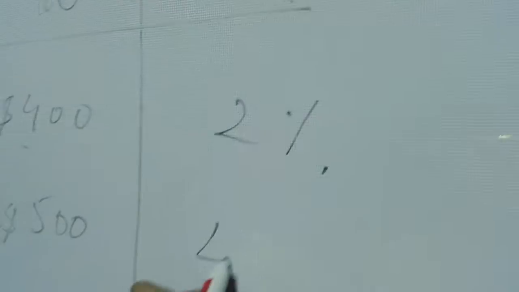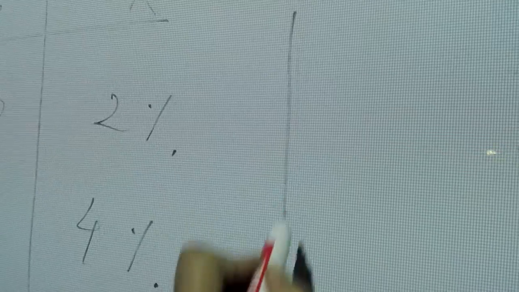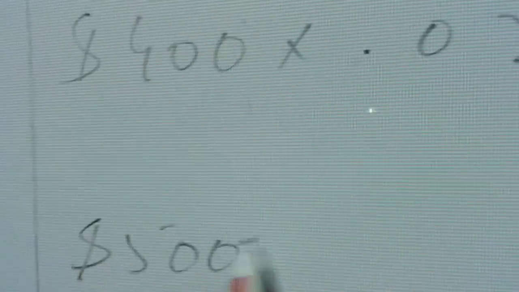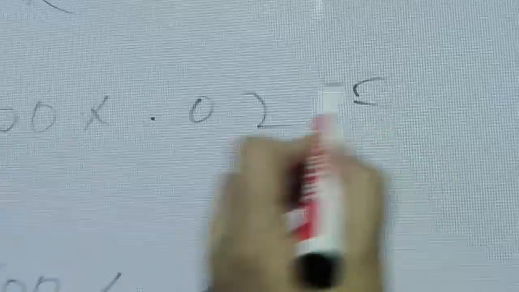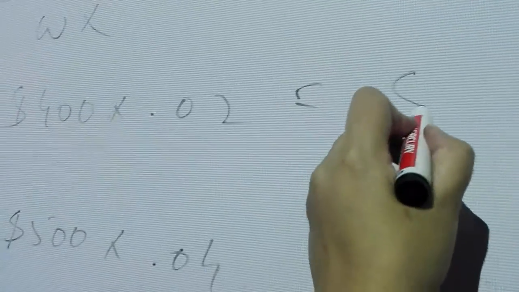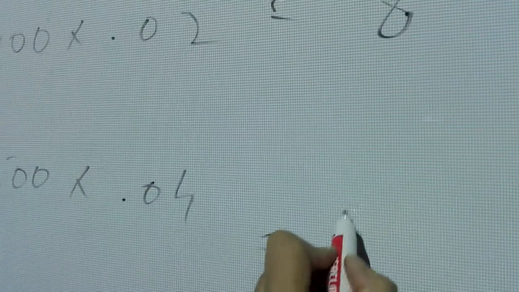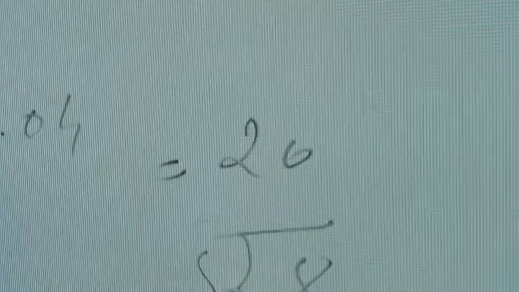Now X could be any return, 2%, and this could be another return, 4%. So we need to have WX, which would be 400 into 2% and 500 into 4%. We will be having 8 and 20, so it's 28.